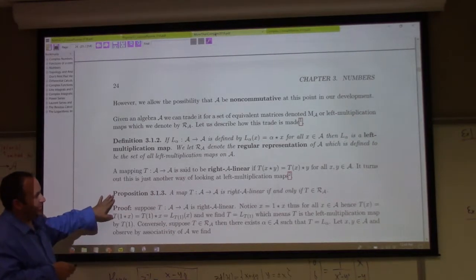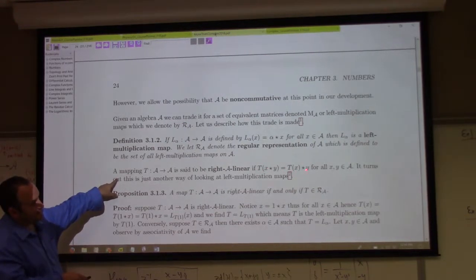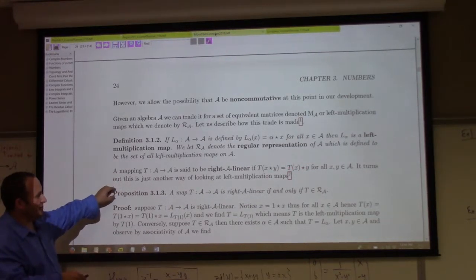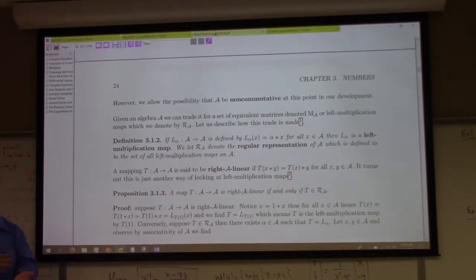So first of all, my first proposition: right linear. What does this mean? This means that I can pull an algebra multiplication out of the map. So T of x times y is T of x times y. And so the first thing I prove is that a mapping is right linear on the algebra if and only if it's in the regular representation. Another way of saying this proposition is that every right linear map is actually a left multiplication by an algebra element. All right, so I'll let you read the proof of that.